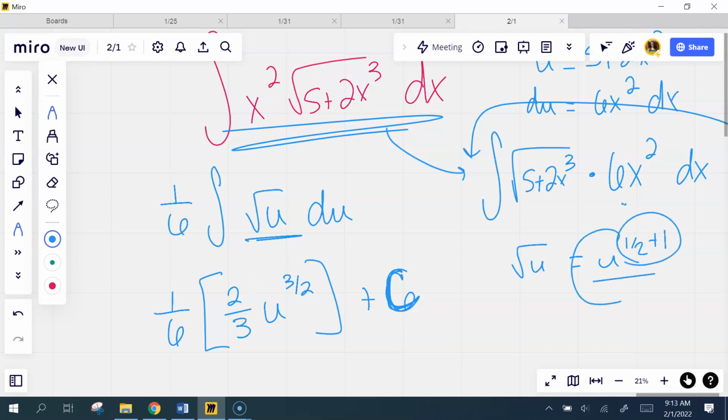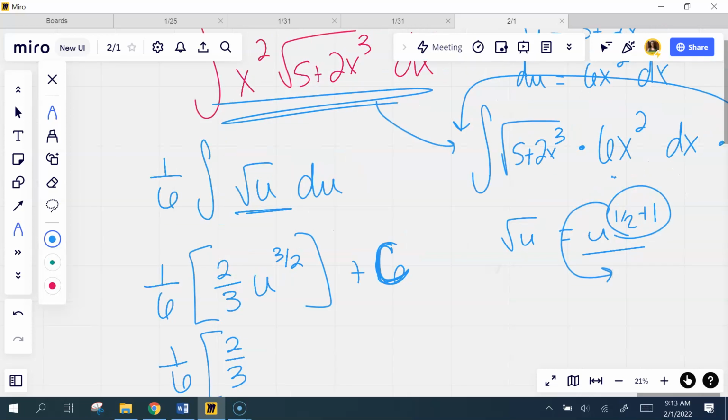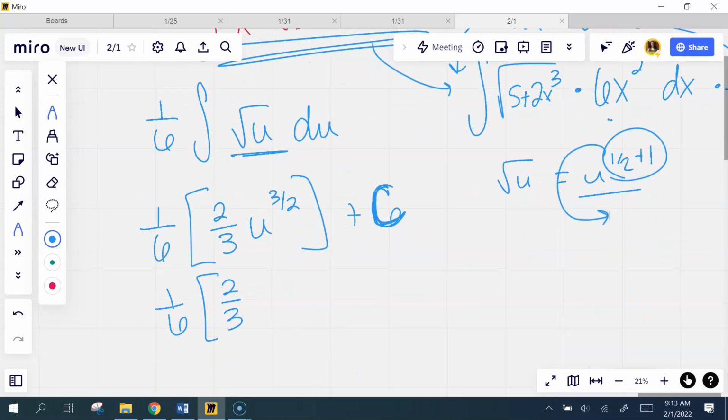Do y'all feel like this is random? Okay, let me finish this and then ask, all right, 2/3. U was what, 5 plus 2x cubed?